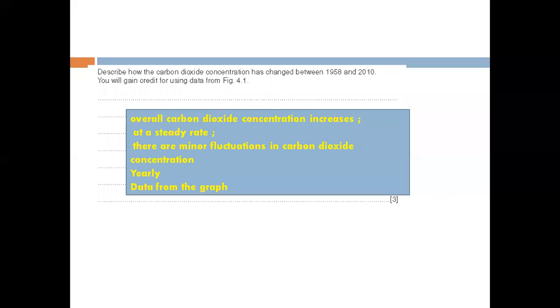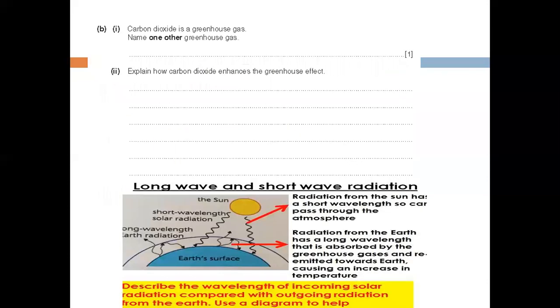All right, now let's move toward another one. Carbon dioxide is a greenhouse gas. Now name one other greenhouse gas, right? Greenhouse gas, I like greenhouse effect. Last day I discussed with you what is happening in the greenhouse, right?